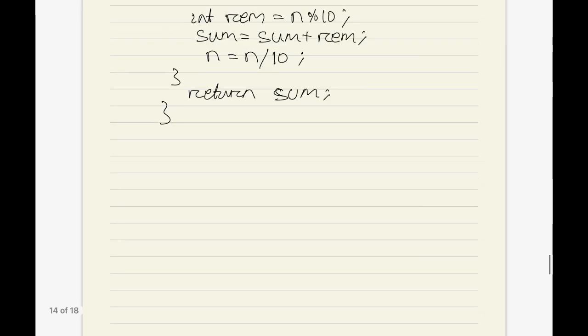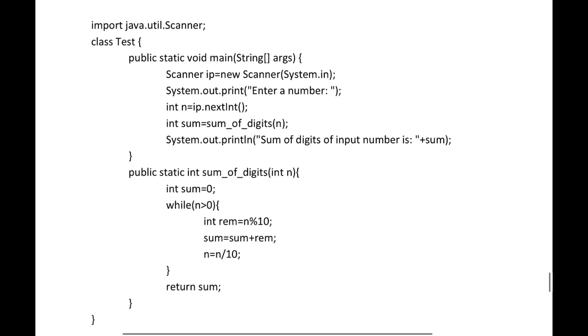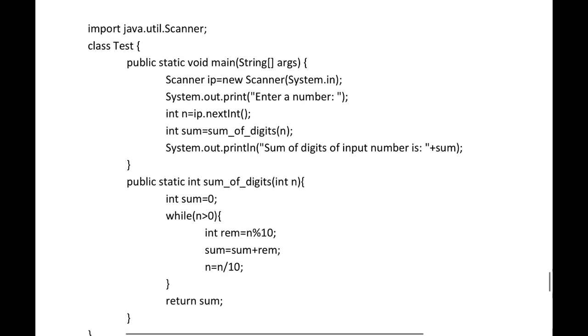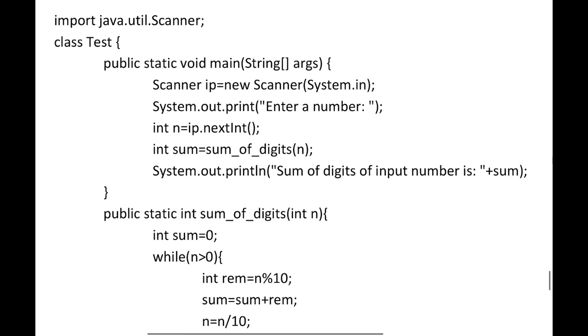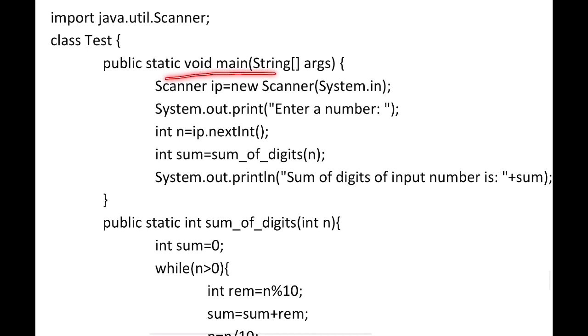Now you can see the complete program that uses a method to find the sum of the digits of a given integer. Here the program execution starts from the main method. You can observe public static void main. Here all the methods, that is the main method and the sum_of_digits method, are written inside one class, that is Test. And later on, in future, we are going to discuss how to write the methods in different classes. For now we are writing all the methods in a single class. Okay.